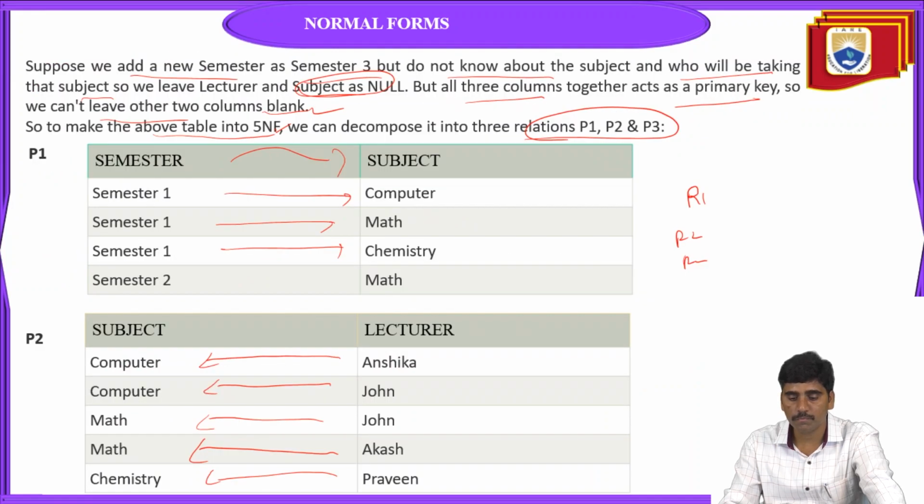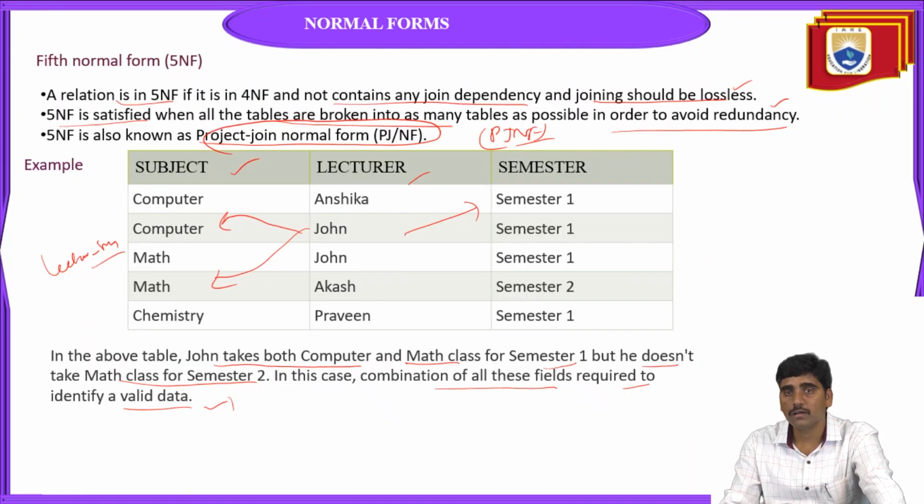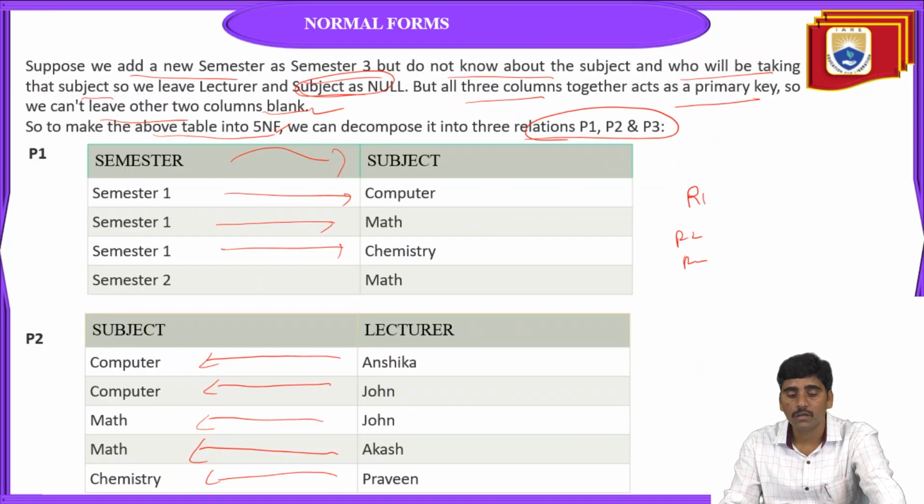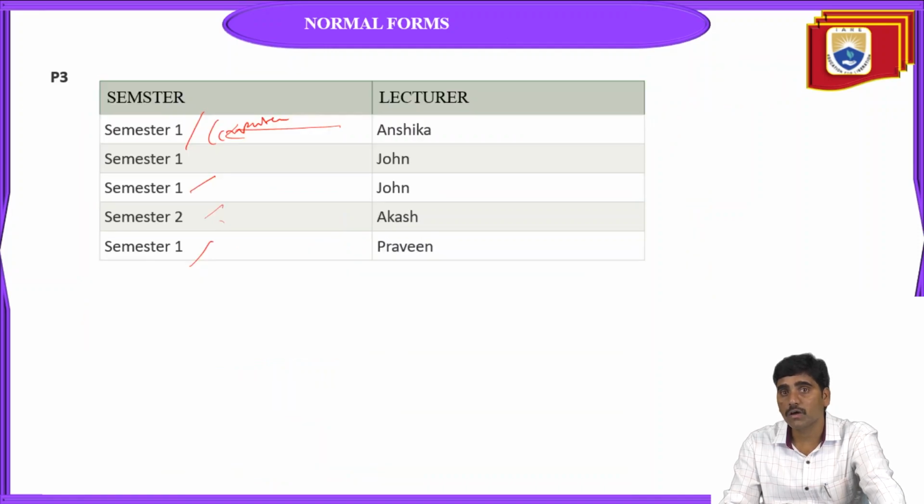And fifth normal form does not have a join dependency. It does not contain any joining dependency, and joining should be lossless. When you join those three tables, you will get the same data as before we decomposed the tables. So this is all about normal forms to achieve the normalization process in the database management system.